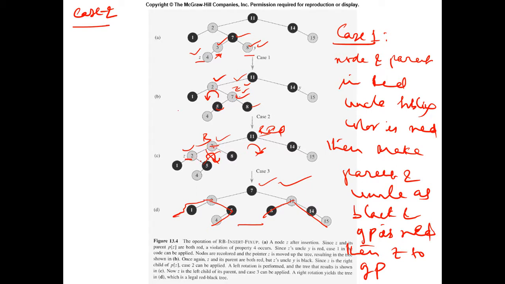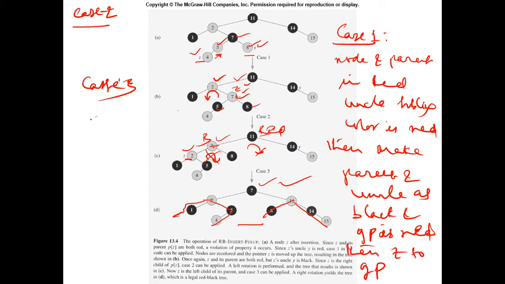Now, this particular case is something like case 3, right? So, in case 3, you can see the node is connected to the left of its parent. When it is connected to the left of its parent, what are you going to do? You will be applying a right rotation on its grandparent. Okay, you're applying a right rotation on grandparent and making some of the changes, right?